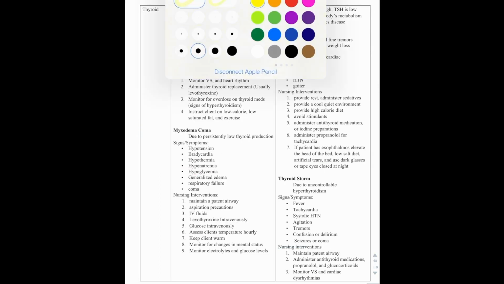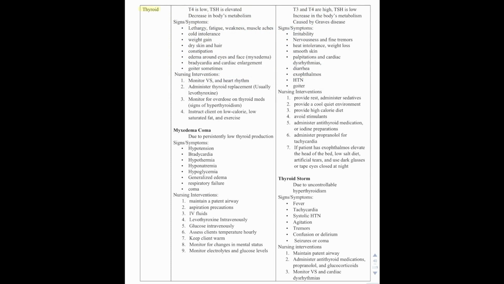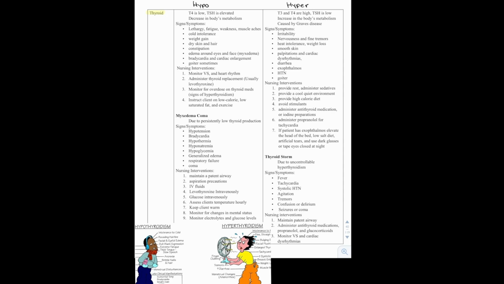All right, so then let's talk about the thyroid. So for hypothyroidism, our T4 is low and TSH is elevated. We have decreases in the body's metabolism. Signs and symptoms are going to be lethargy, fatigue, weakness, muscle aches, cold intolerance, weight gain, dry skin and hair, constipation, edema around the eyes and face, bradycardia and cardiac enlargement, and sometimes a goiter. A lot of times you can think that this is like everything is slowing down.